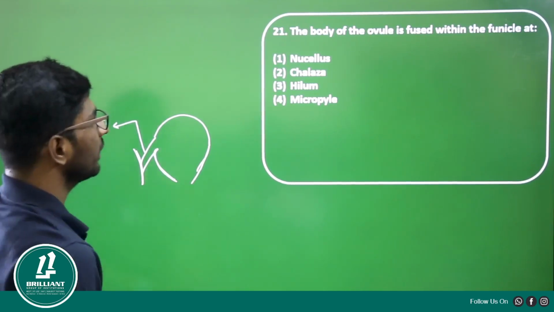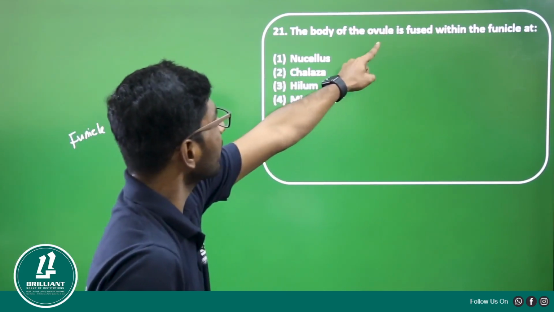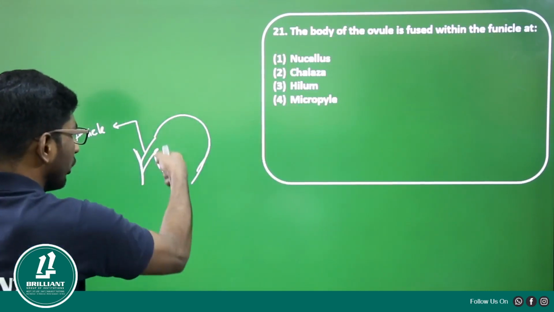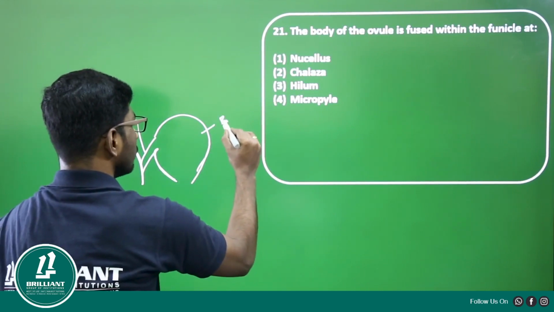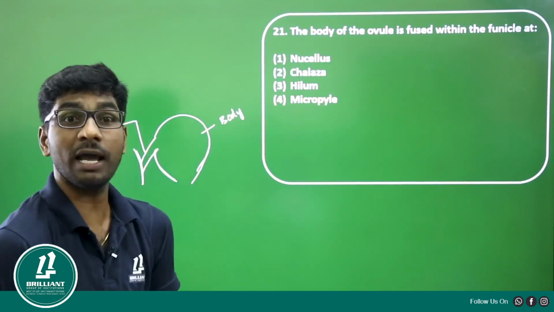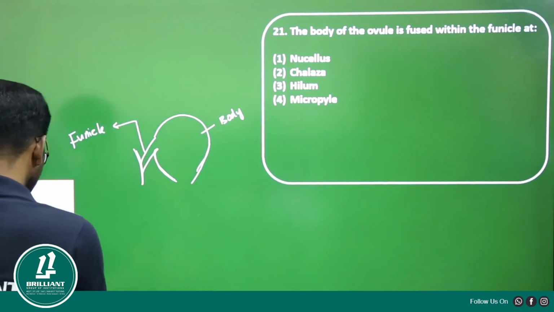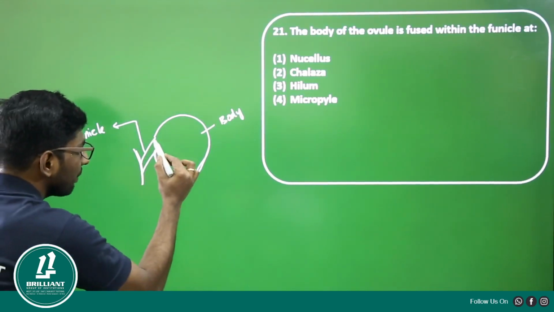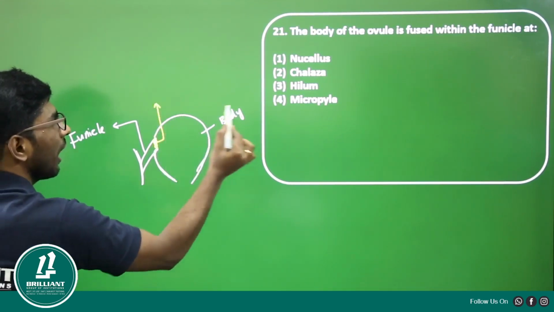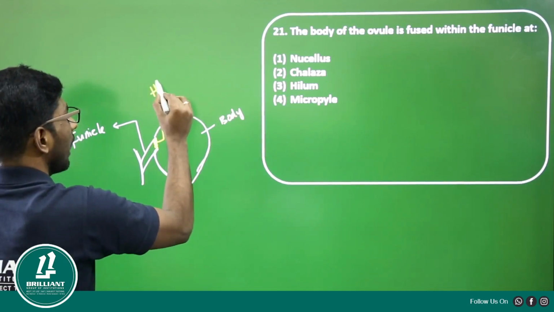So what are they asking here? The funicle is fused with what? The body of the ovule. This is the body. This is known as the body. So the body of the ovule is attached to the funicle at. So keep in your mind, students, the part where the body is going to be attached to the funicle is called hilum.